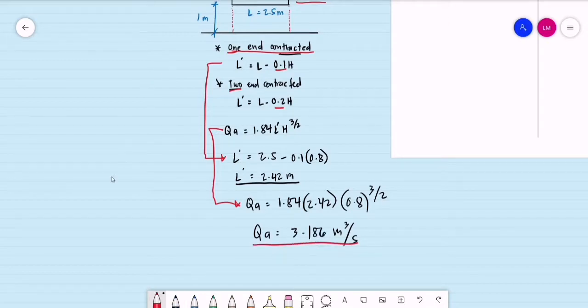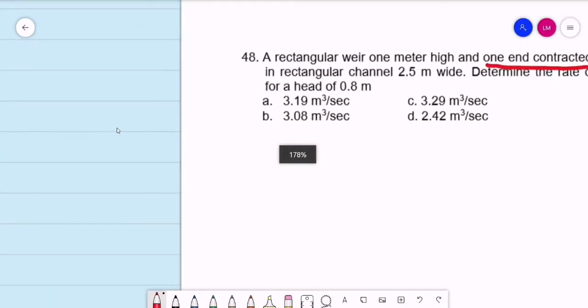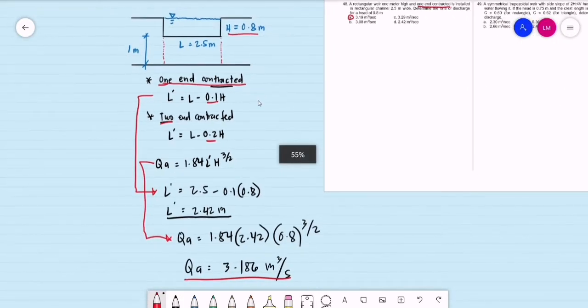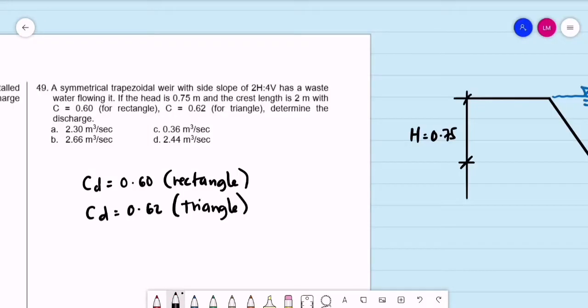For question number 48. Check natin. 3.186. So, closest value is 3.19. So, ito yung solution natin sa problem number 48. So, dito tayo sa problem number 49.